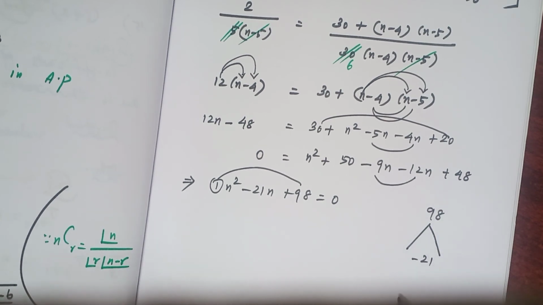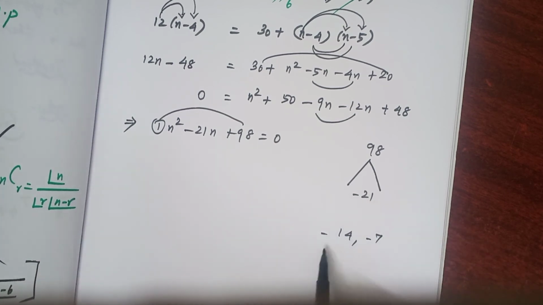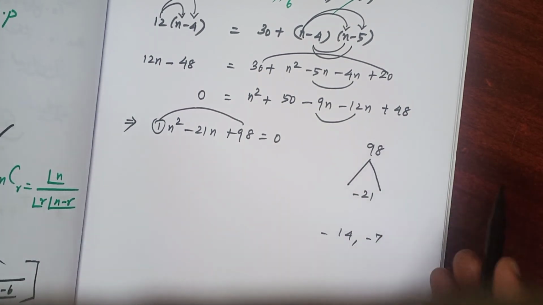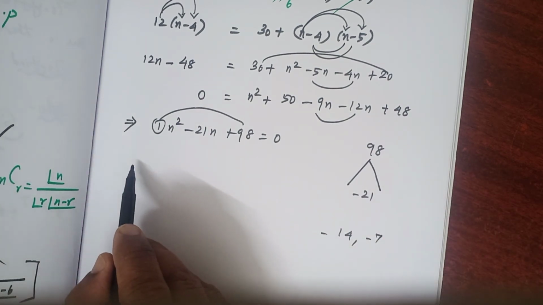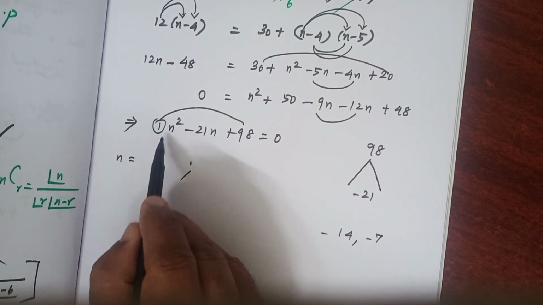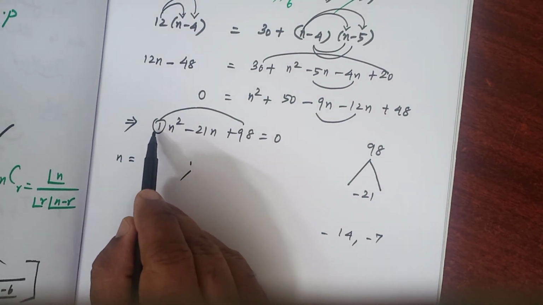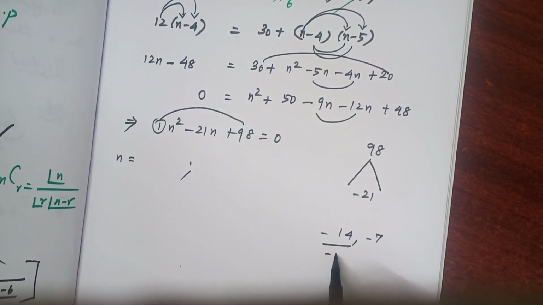The two numbers are 14 and 7. If you add the two numbers, minus 14 minus 7, that is equal to minus 21. If you multiply the two numbers, minus into minus plus, 14 7s are 98. Okay. You can directly write the answer. I'll tell you the shortcut. N, that is equal to, here the coefficient of n square equals 1. You have to change the sign. Plus 1 becomes minus 1. Write minus 1 in the denominator.